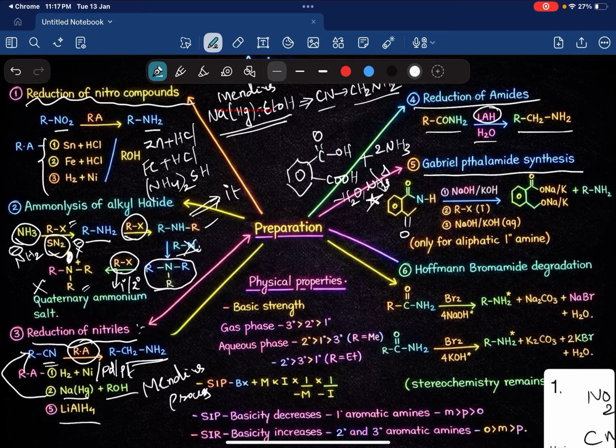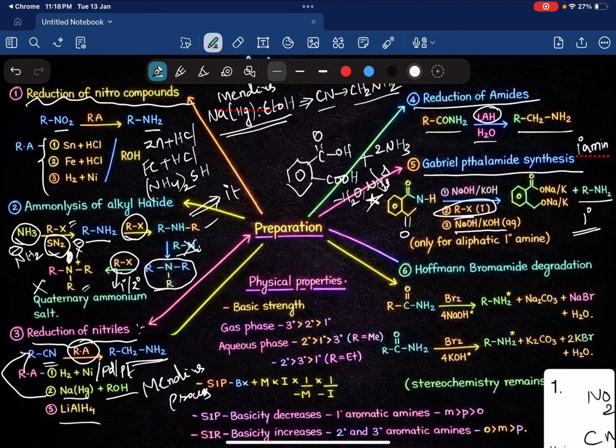So this phthalimide, in presence of KOH and RX, gives the N-alkyl phthalimide, and further we hydrolyze with the help of a basic medium. So finally we get the sodium salt of phthalic acid plus a primary amine. This is our main product. So this process is used mainly to prepare primary amines. This is also an example of a nucleophilic substitution reaction.